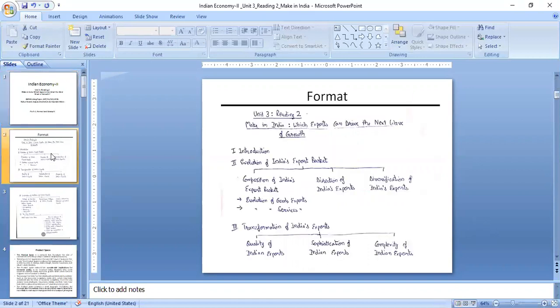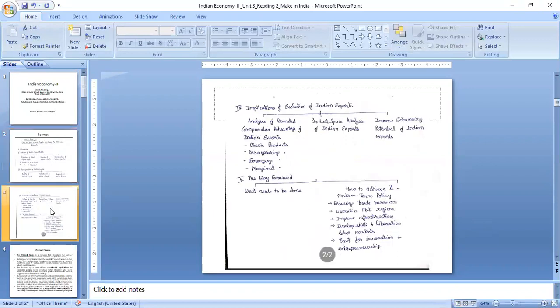Attached herewith is the format. So introduction, then commentary about the evolution of India's export baskets, how they have transformed, then what are the implications, and then finally what is the way forward.